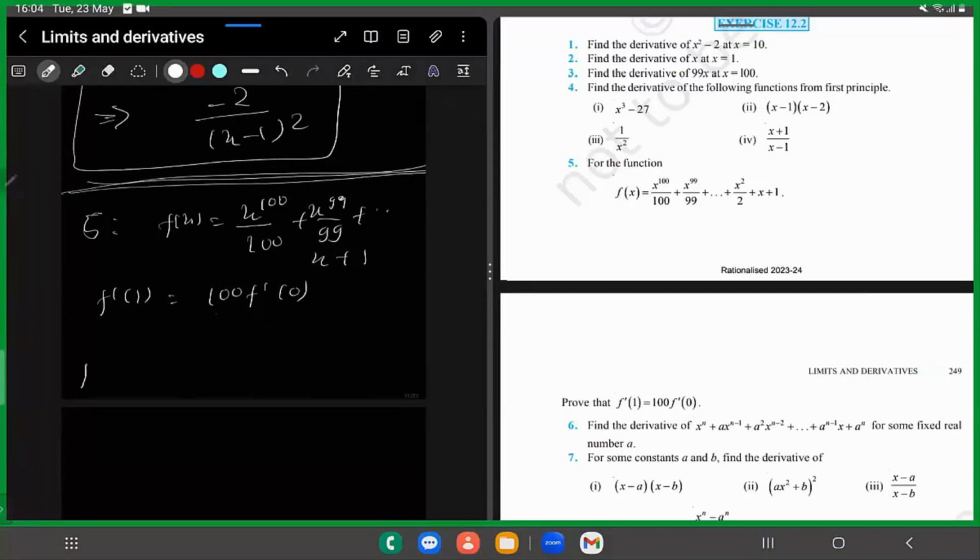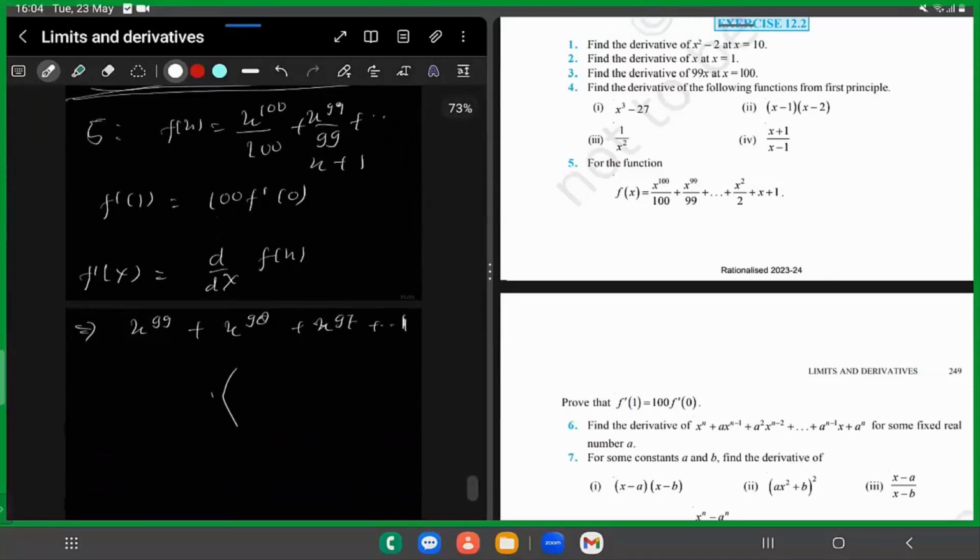So f'(x) is equal to dy/dx of f(x). You simply apply the formula d/dx of x^n is equal to n times x^(n-1). So this finally gives us x^99 + x^98 + x^97 + ... + 1. Okay, so this is f'(x).